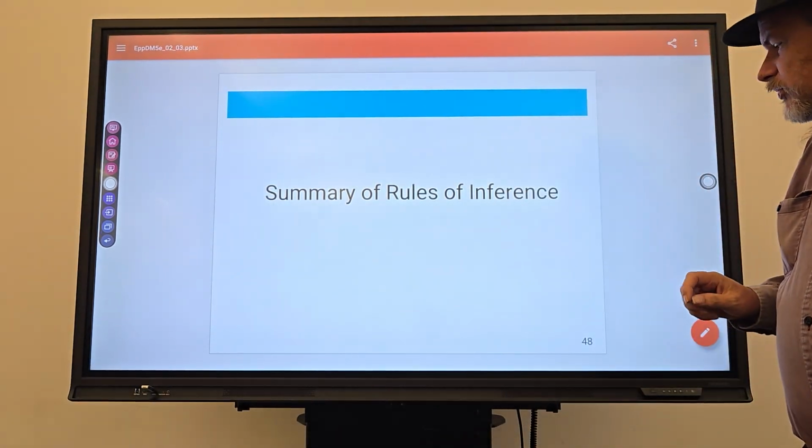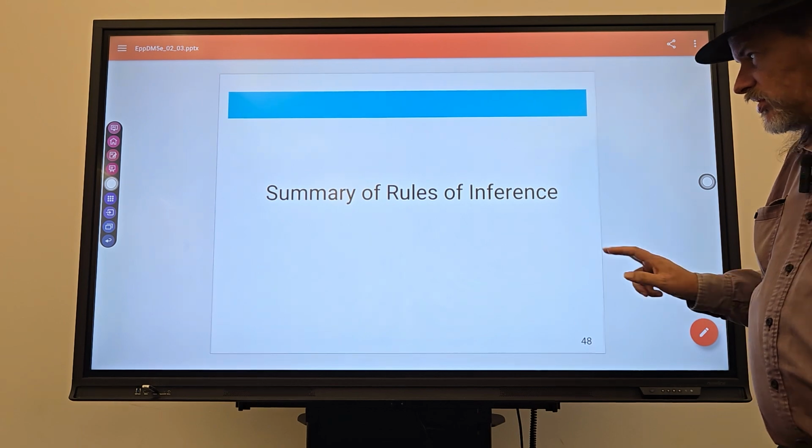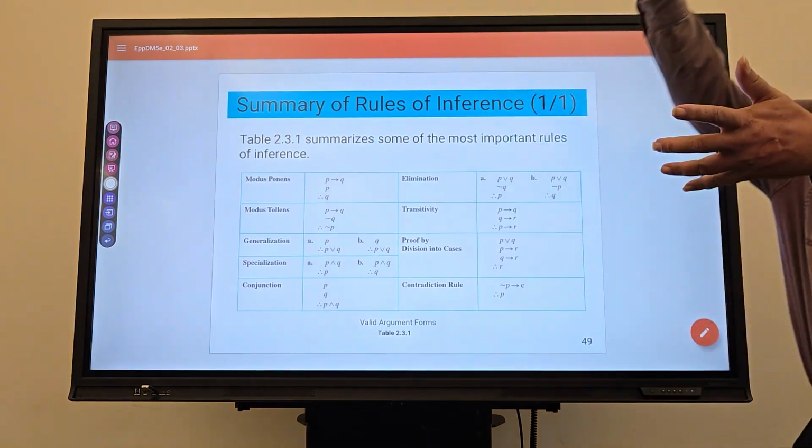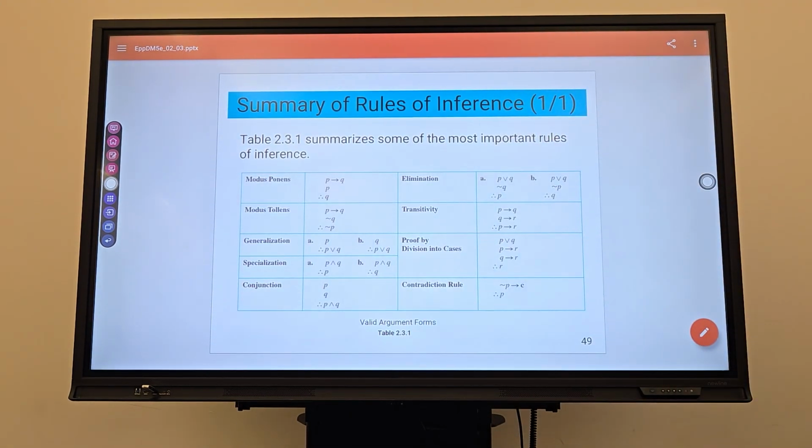So, the summary of rules of inference. Get your cameras out. This is the table that has the most important rules of inference: modus ponens, modus tollens, generalization, specialization, conjunction, elimination, transitivity, proof by division into cases, and the contradiction rule.